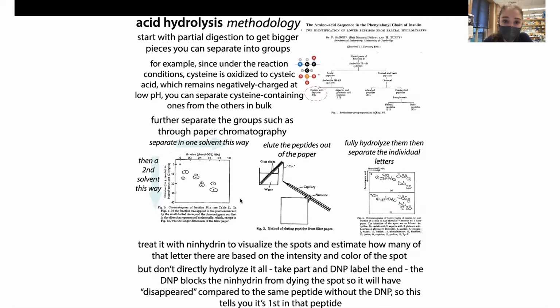And so his basic strategy is, if you just took a peptide, like insulin, and you chopped it up and tried to acid hydrolyze it to get all of those letters to break apart, and then tried to separate them with something like this, it would be really hard to tell everything apart because you just have so many letters. So he starts off with further fractionating things.